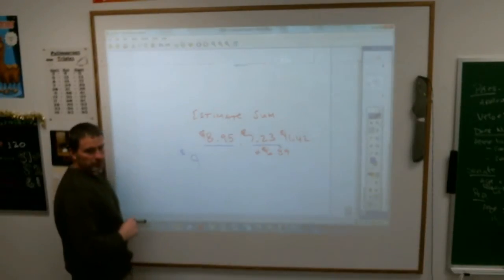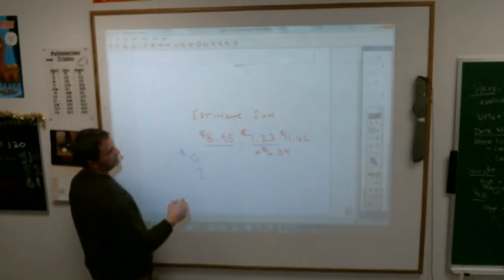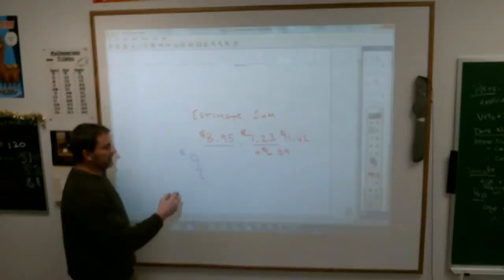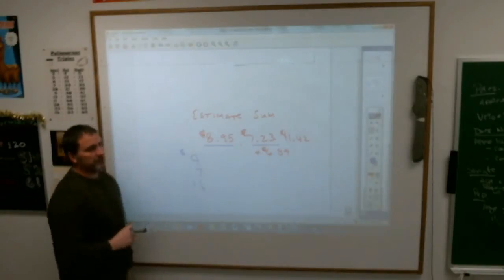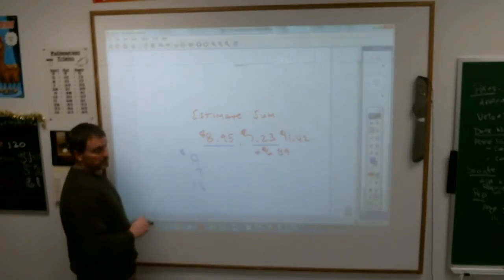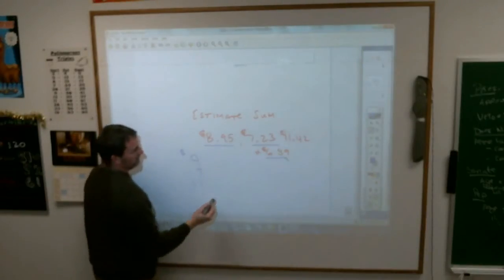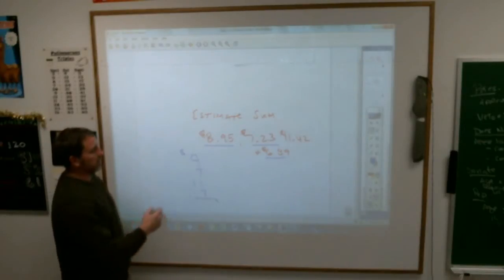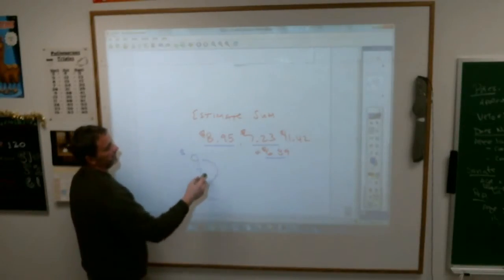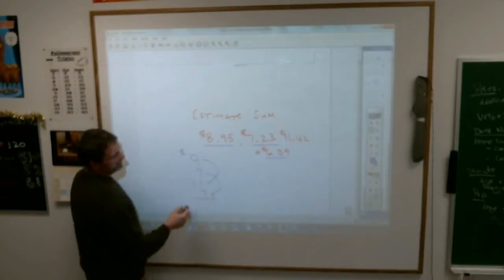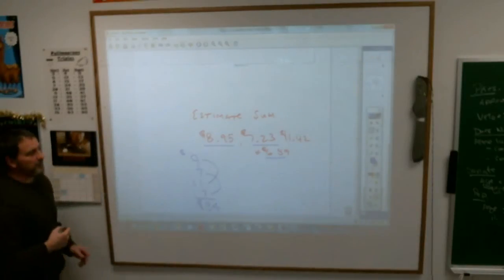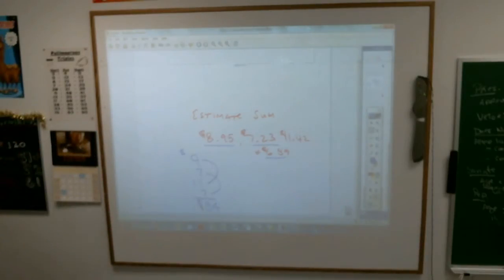$7.23 you would probably change to $7. $11.42 to $11. And $6.89 to $7. $6.89 would be much closer to $7. And those would be the numbers that you would add together. And thankfully 9 plus 11 is 20. 7 plus 7 is 14. So 20 and 14 is $34.